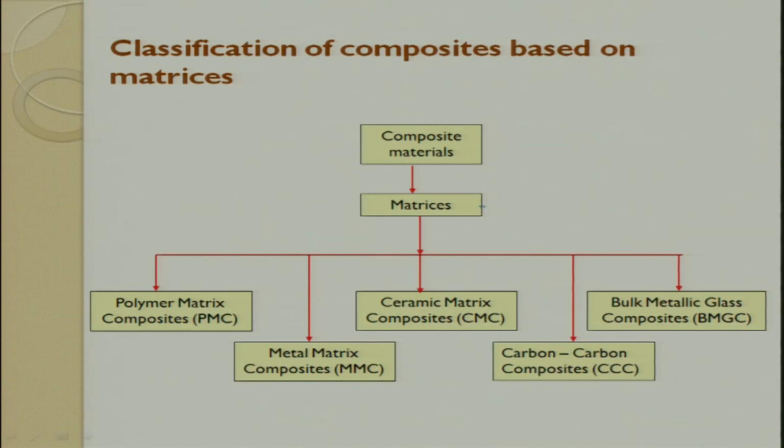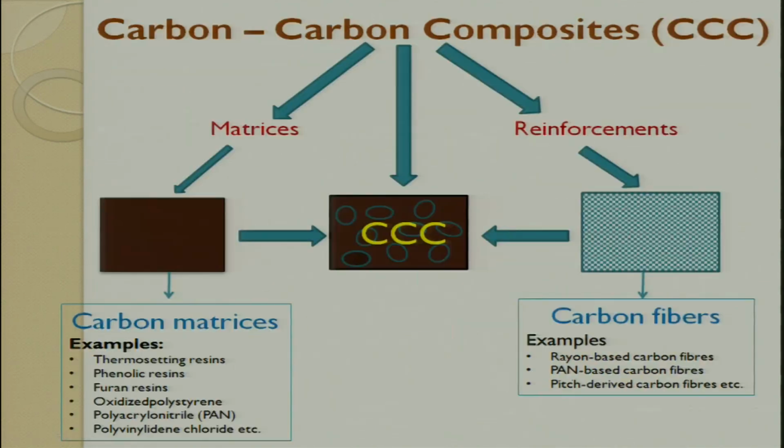So, the matrix can be polymer matrix composite, metal matrix composite, ceramic matrix composite. The most interesting, and which is finding a lot of applications, are carbon-carbon composites. Then we also have bulk metallic glass composites. This is the next field which is coming up, which is called BMG composites. In this lecture we will focus more on CC composites.